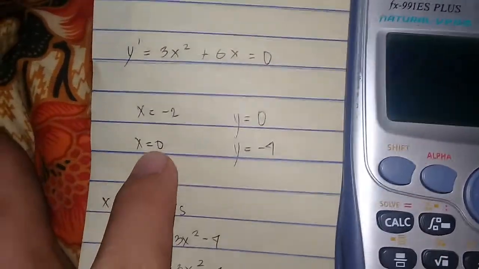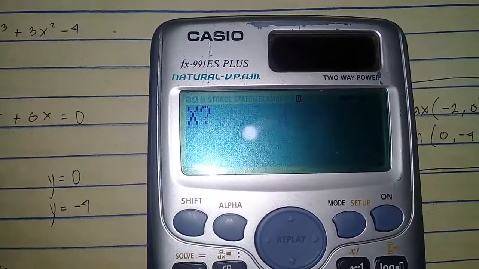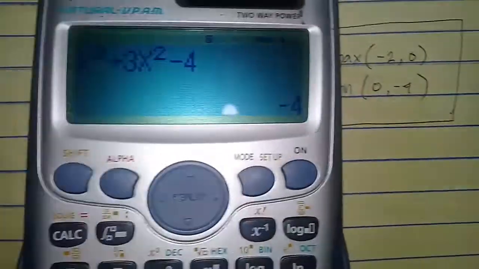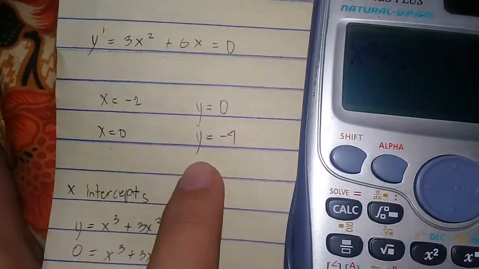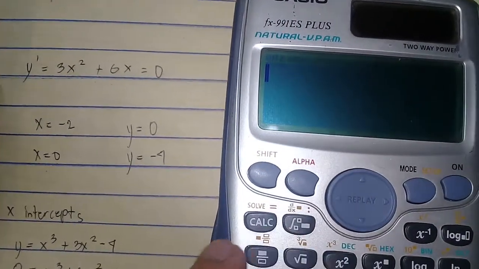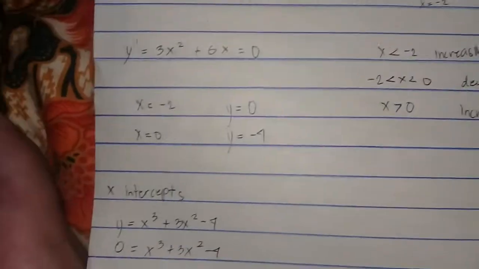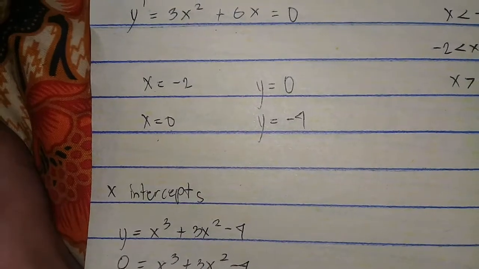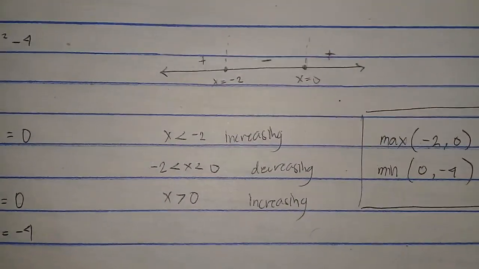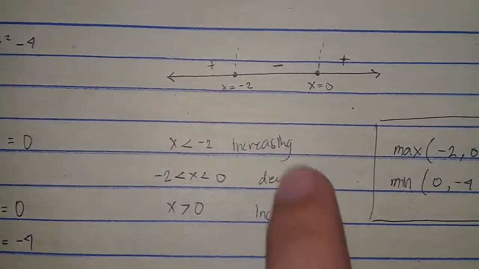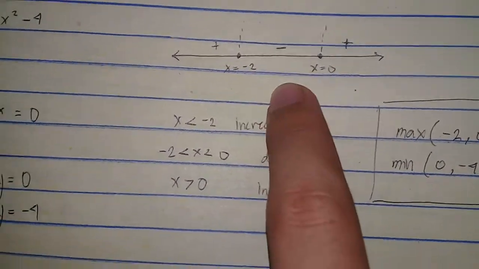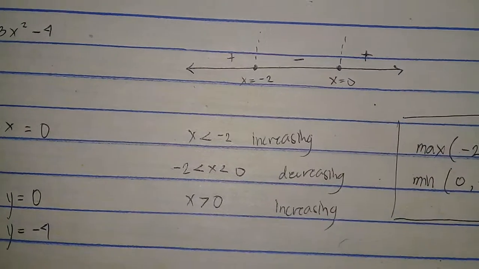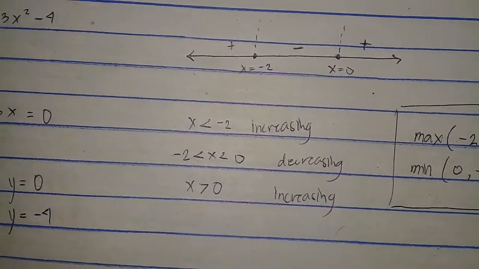For the second one, we're going to use 0. Calculating, our second y will be negative 4. After getting the critical points, we're going to make a number line in order to determine which is the maximum and the minimum, and also the domains of the critical points.